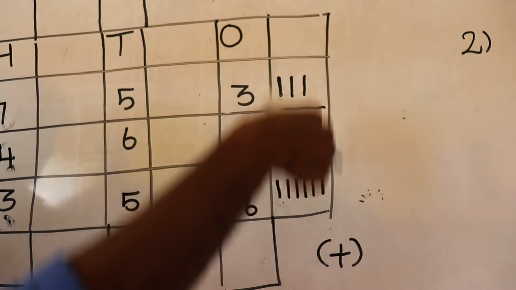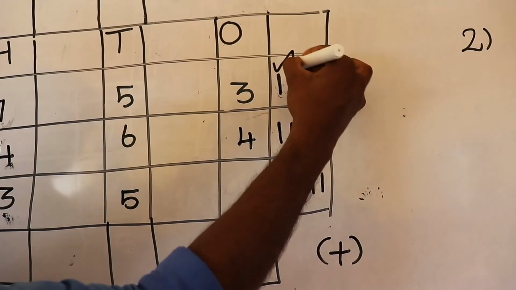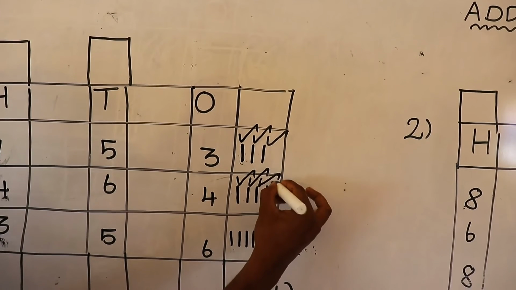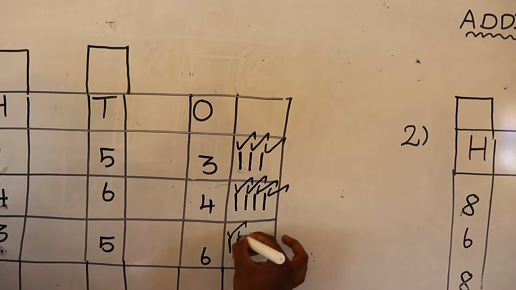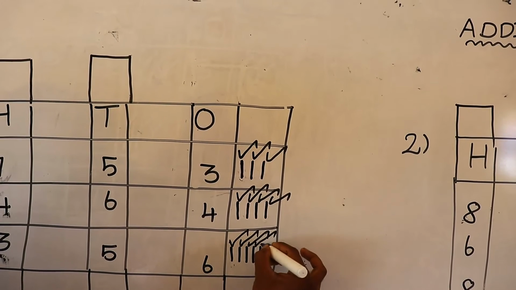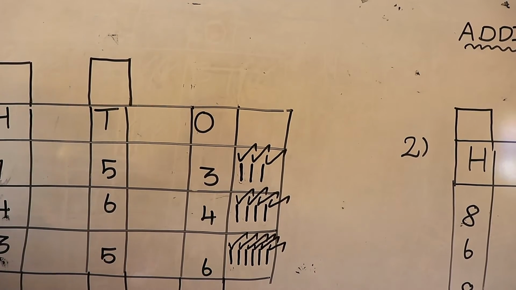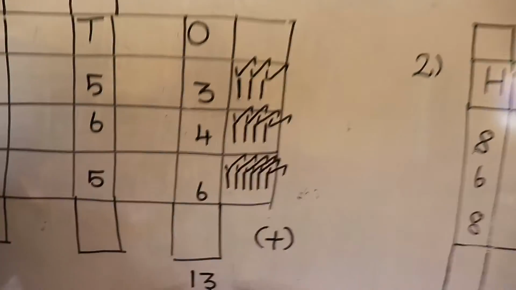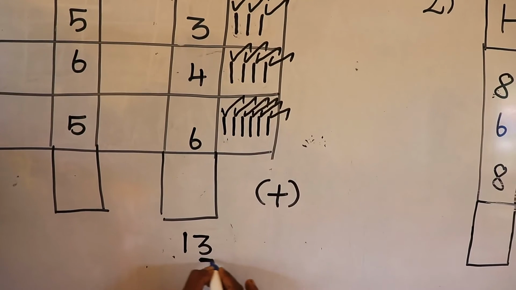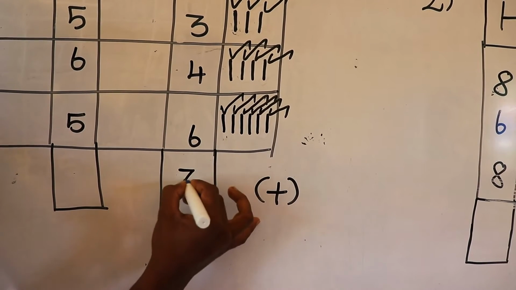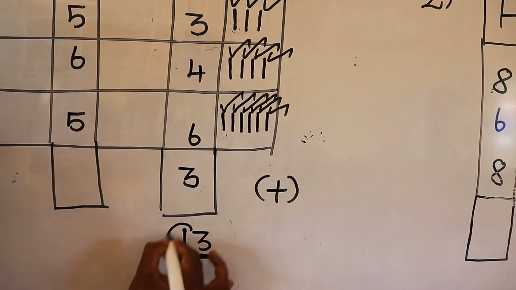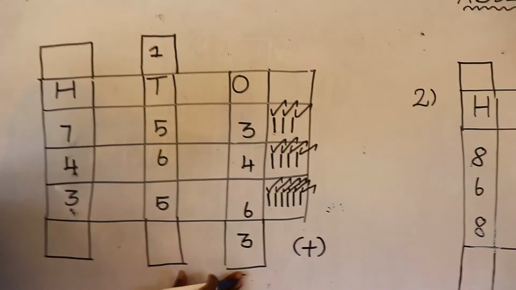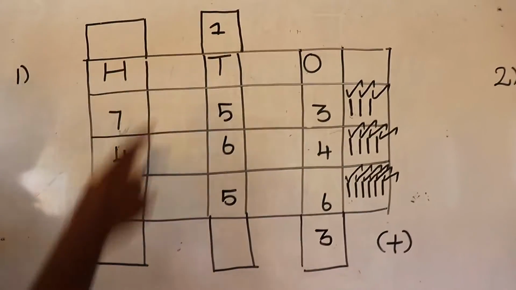Next, now add these lines. 1, 2, 3, 4, 5, 6, 7, 8, 9, 10, 11, 12, 13. So total lines 13, so here write 13. The ones value is 3, so write the ones value 3 here. Next, 1 is carry, so write 1 here. So now arrange this.